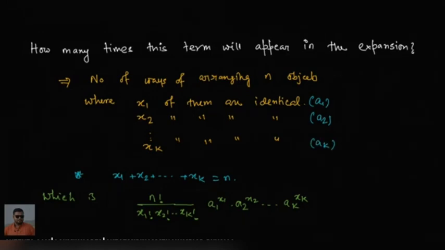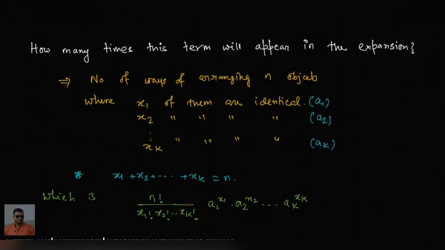So how many times does this appear? It's basically the number of ways of arranging n objects where x1 of them are identical, x2 of them are identical, and so on up to xk of them are identical. And we already know that the sum of these xi's should be n. Now we know that the coefficient, meaning how many times they appear, we know how to arrange this kind of n objects. It's n factorial over x1 factorial times x2 factorial, and so on till xk factorial.